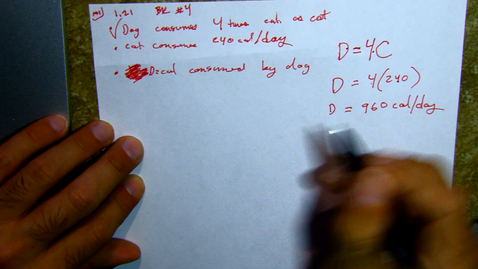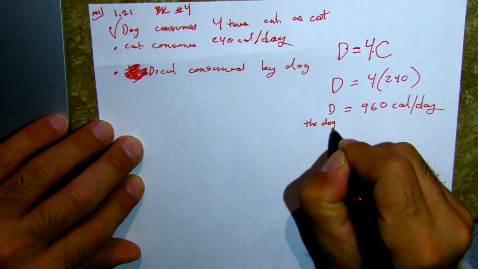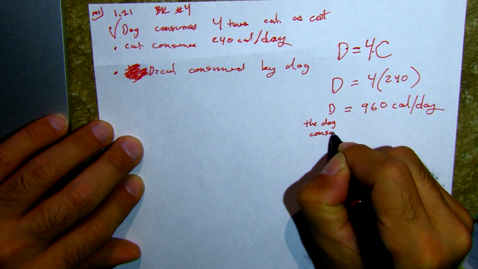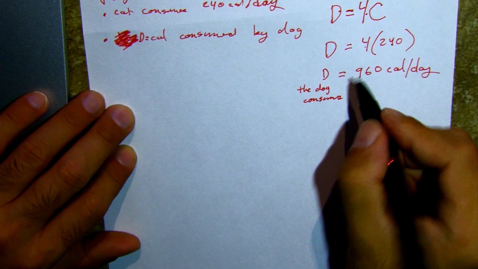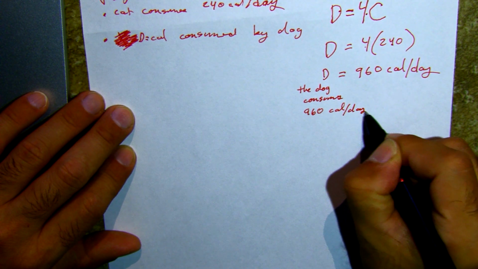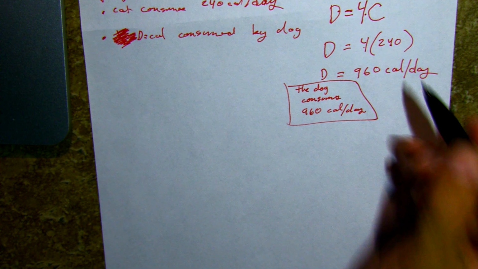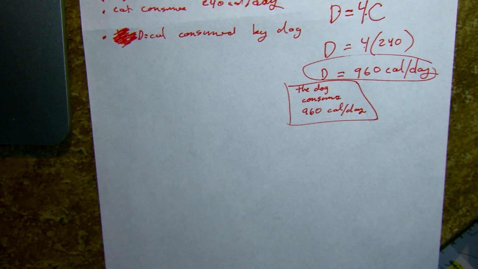And you could even say, D, the dog consumes 960 calories a day. Since it's a word problem, we're going to answer it in some kind of sentence along with the expression equation worked out as well.